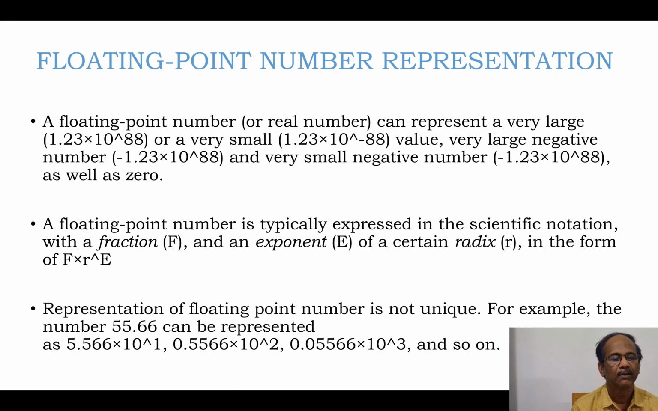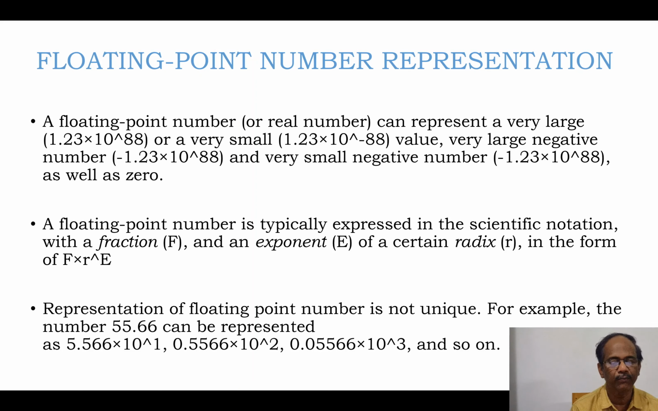Now let us see floating point representation. So already we have seen integer representation, we have seen signed number representation. Now we go for a floating point representation. A floating point representation is used to represent very large numbers, say 1.23 into 10 to the power 88, or very small number 1.23 into 10 to the power minus 28, or very large negative number minus 1.23 into 10 to the power 88, and very small negative number minus 1.23 into 10 to the power minus 28. So that means a floating point representation can be used to store numbers of any lower value to any higher value, which is not possible with the conventional integer or signed number representation.